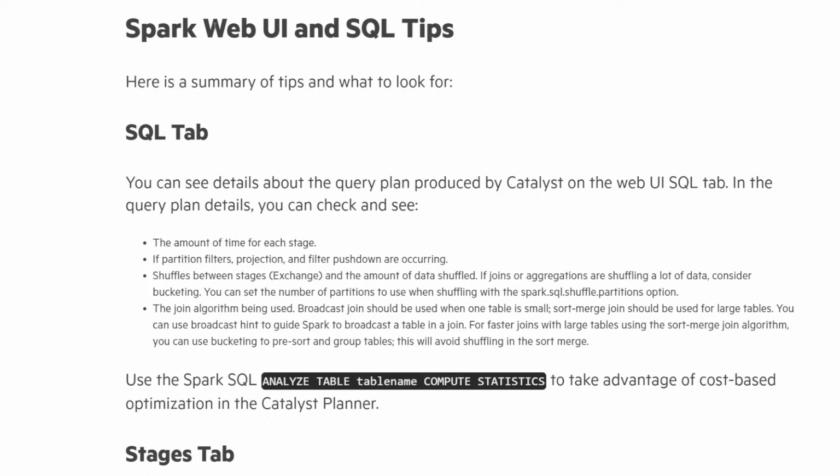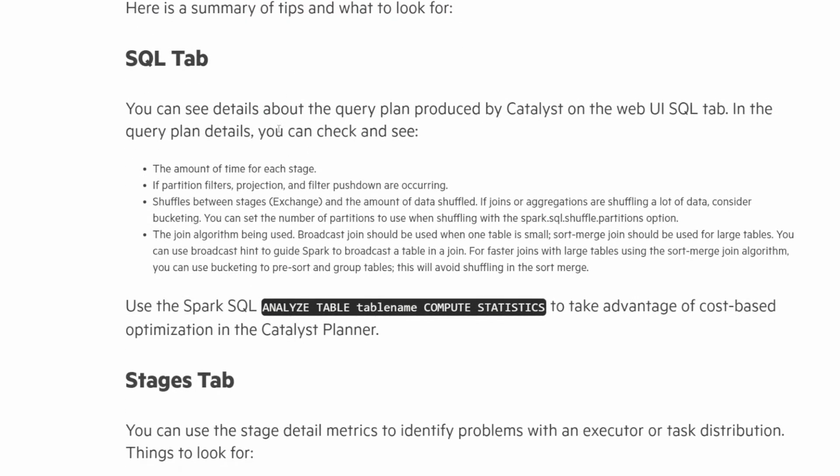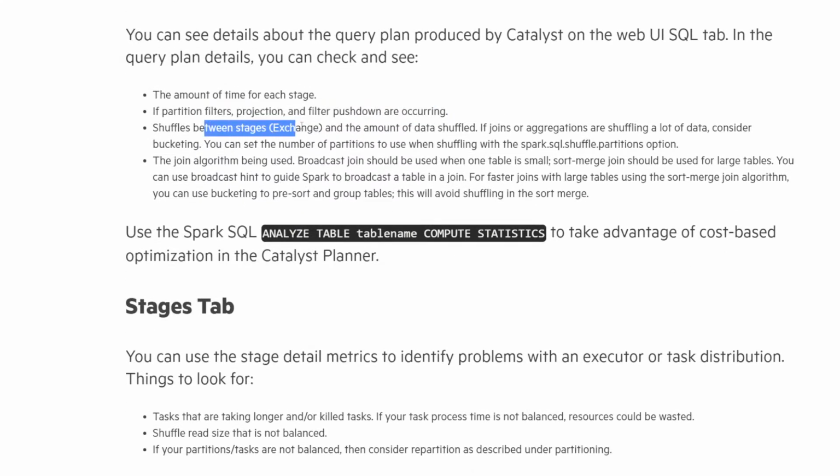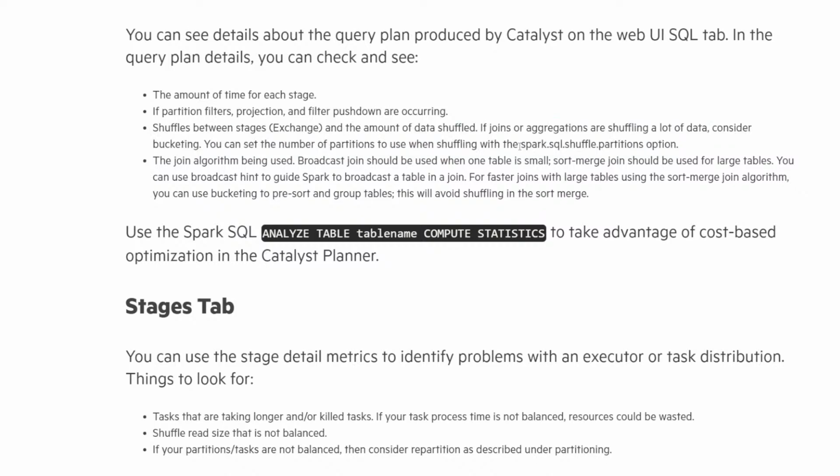Okay, let's look at Spark Web UI and SQL tips. So when you use the SQL tab, you can check the amount of time for each stage. You can check the partition filters, projection, and filter pushdown occurring. Shuffles between stages, that is exchange, and the amount of data shuffled. You can check all that. If joins or aggregations are shuffling a lot of data, consider bucketing. You can set the number of partitions to use when shuffling with the shuffle.sql.shuffle.partitions option.